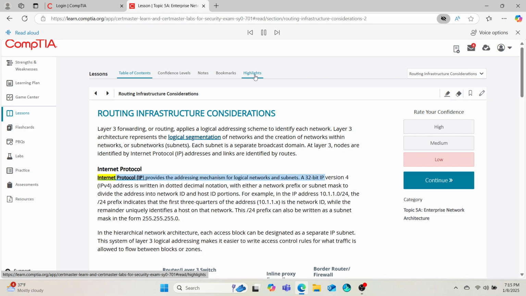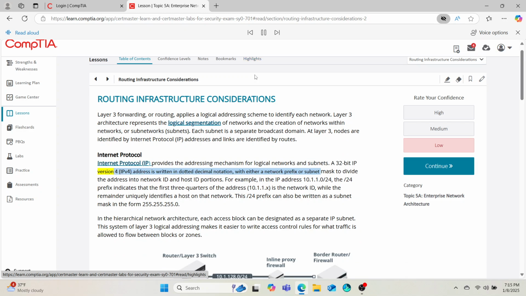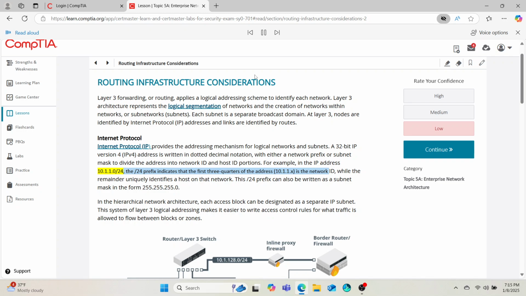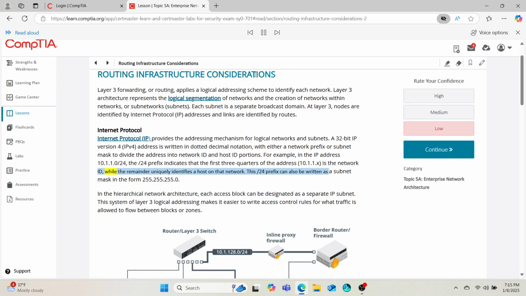Internet Protocol. Internet Protocol, IP, provides the addressing mechanism for logical networks and subnets. A 32-bit IP version 4, IPv4, address is written in dotted decimal notation, with either a network prefix or subnet mask to divide the address into network ID and host ID portions. For example, in the IP address 10.1.1.0/24, the /24 prefix indicates that the first 3/4 of the address, 10.1.1.x, is the network ID, while the remainder uniquely identifies a host on that network.